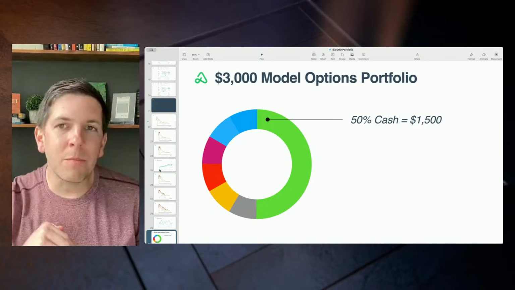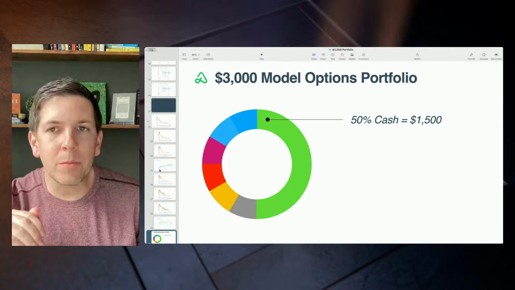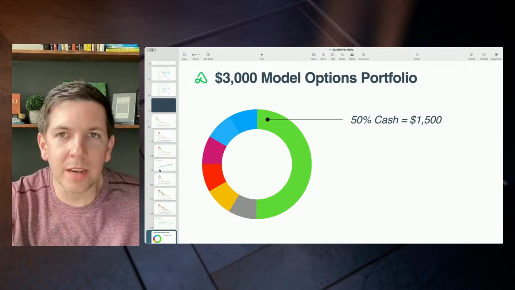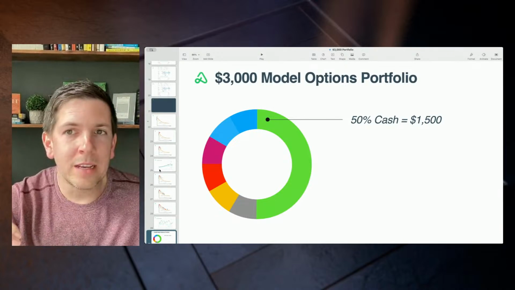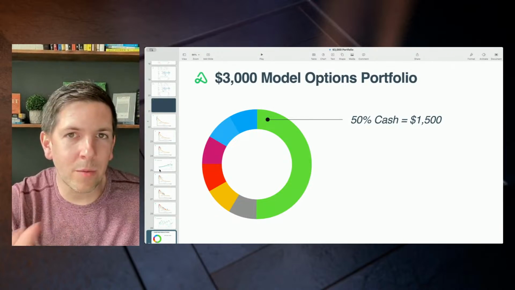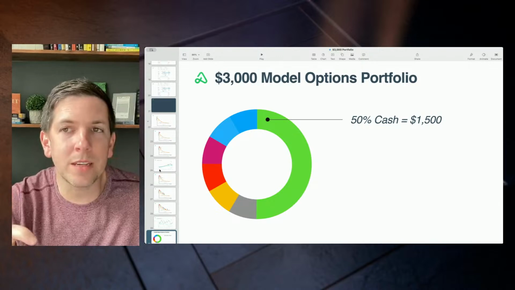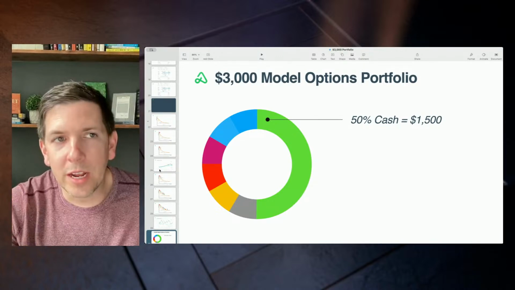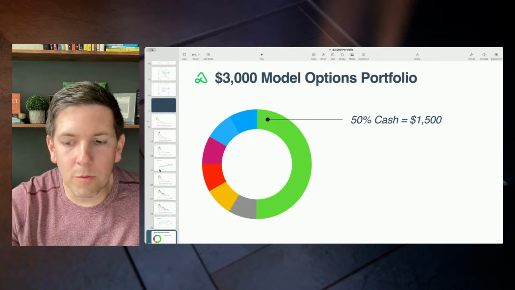Now, we talked about that at the beginning, why it's so important to have 50% in cash. Even with a small account, it just gives you a lot of peace of mind that you're not going to blow up your entire account. You've got enough money to keep the lights on, to keep trading, to keep going with this thing moving forward.